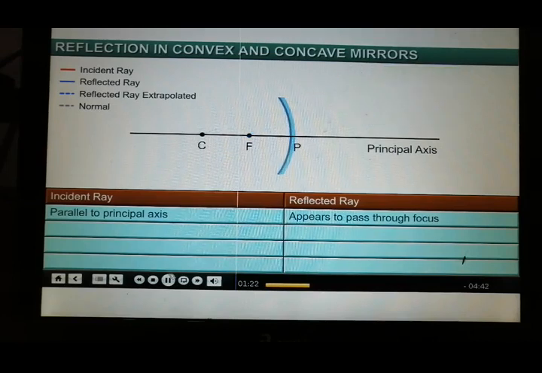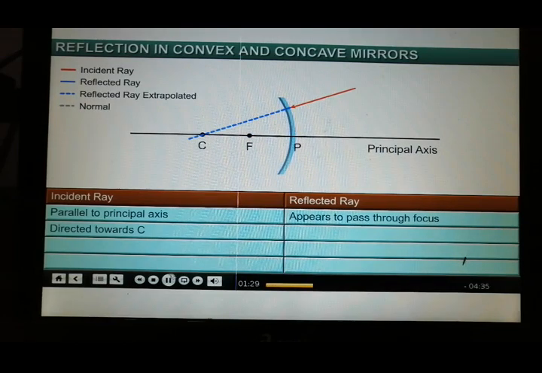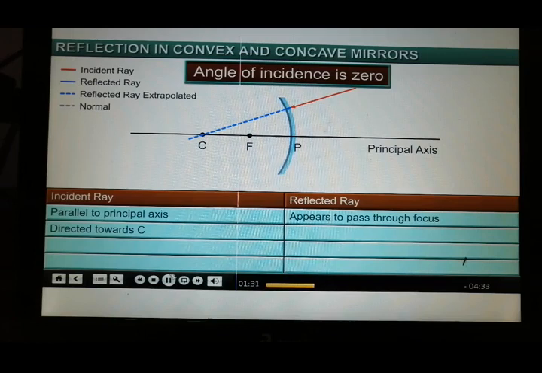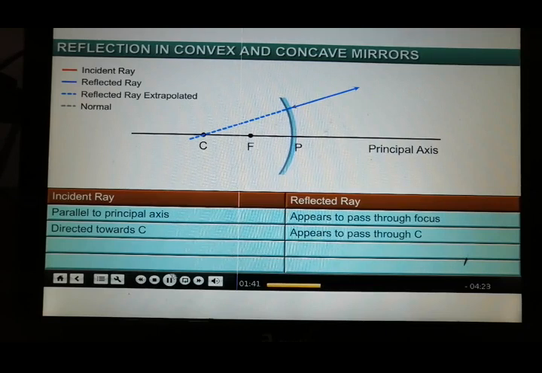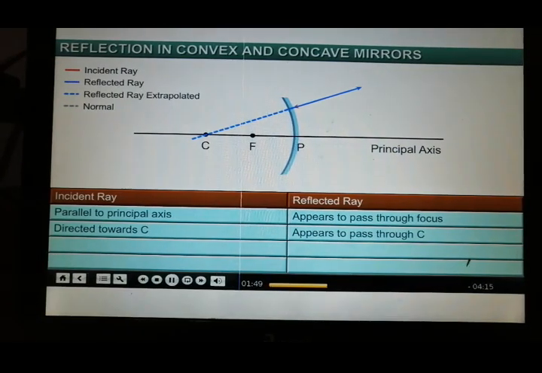In the second case, let us consider an incident ray directed towards the center of curvature. Here, the angle of incidence is 0. Hence, the angle of reflection too is 0. Thus, the reflected ray retraces the path of the incident ray and appears to pass through the center of curvature. This enables the driver to see the parking meter on the other side of the road.